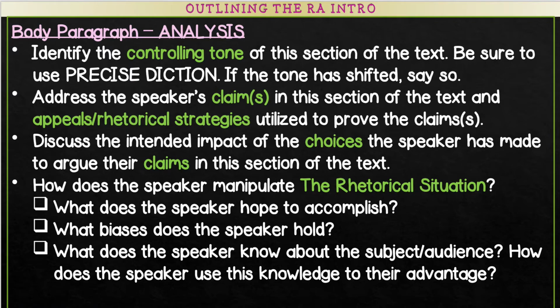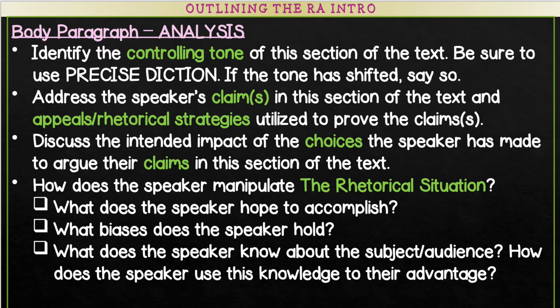Then, of course, you have to answer, so what? So it's not just enough to say the speaker appealed to ethos by using an anecdote. You have to discuss the intended impact of the choices the speaker has made to argue their claim or claims in that section of the text. So you have to explain why and how the use of those specific appeals or rhetorical strategies were used to relay the message that you have identified in your thesis of this rhetorical analysis essay.